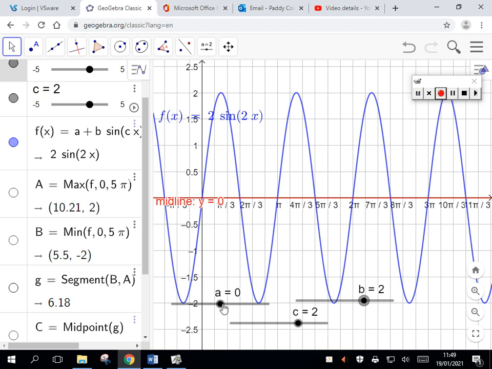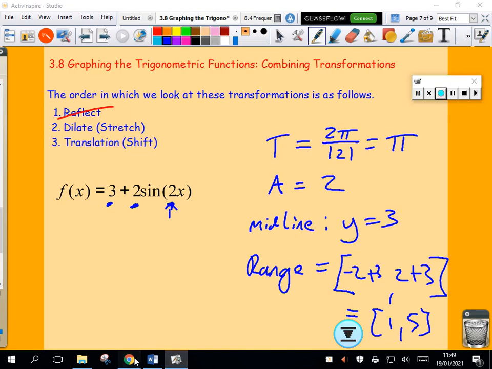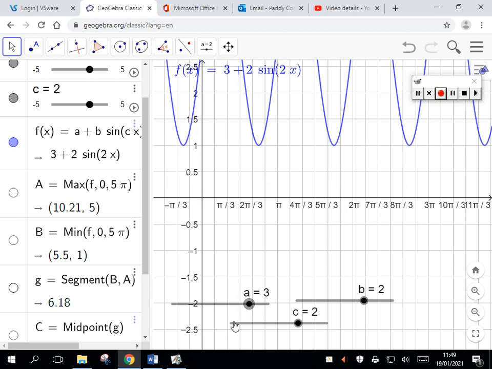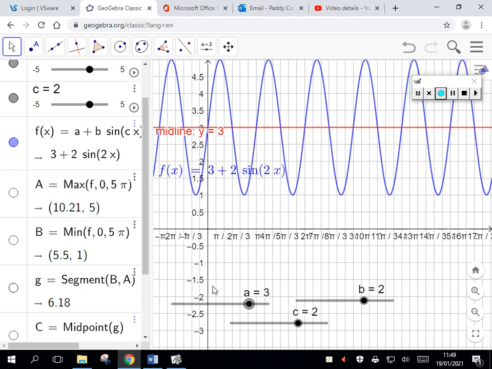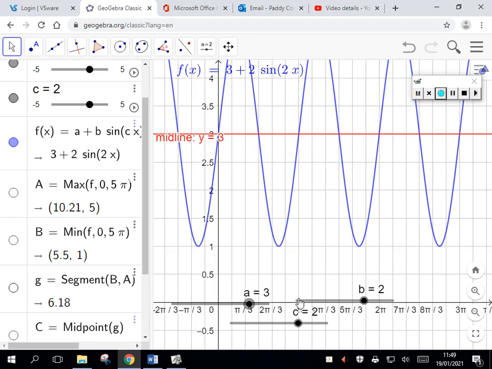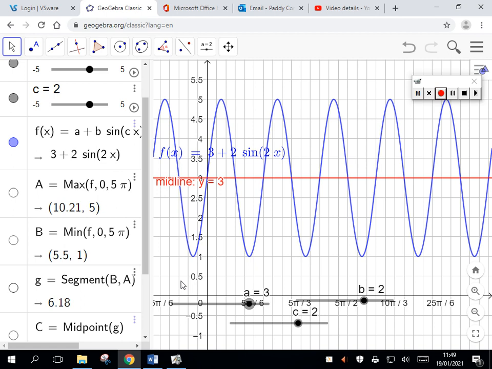And then finally my shift upwards, which we said was a shift upwards by 3, so I'm going to move that up to 1, 2, 3. Okay, and you can see all the different stuff in here. Let me zoom in a little bit. Period here of pi, so it's one full cycle here at pi. Going from vertically a range from 1 up to 5, amplitude from 3 up to 5, that's an amplitude of 2. Okay, and the midline there, y equals 3.